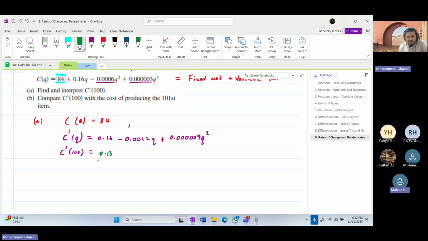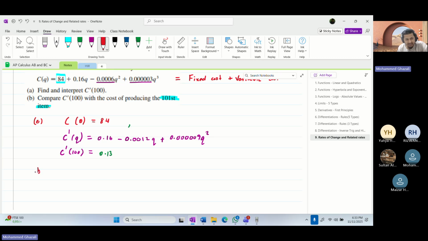Yes, 0.13. All right, so 0.13, this is like 13 cents to the dollar. Now, what they're saying, I will explain what this means. Compare C prime 100 with the cost of producing the 101st item. What is the cost of producing the 101st item? The actual cost of producing the 101st item.